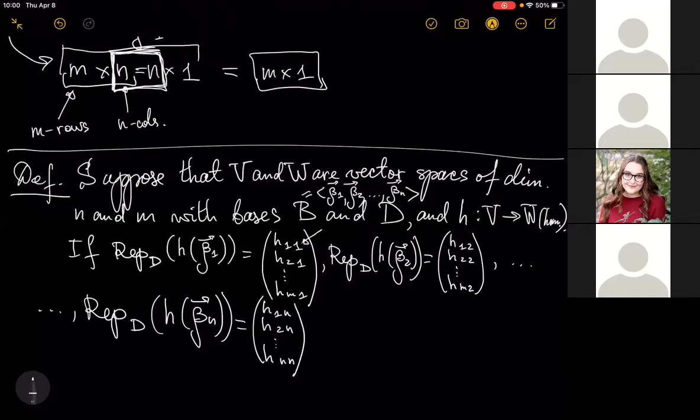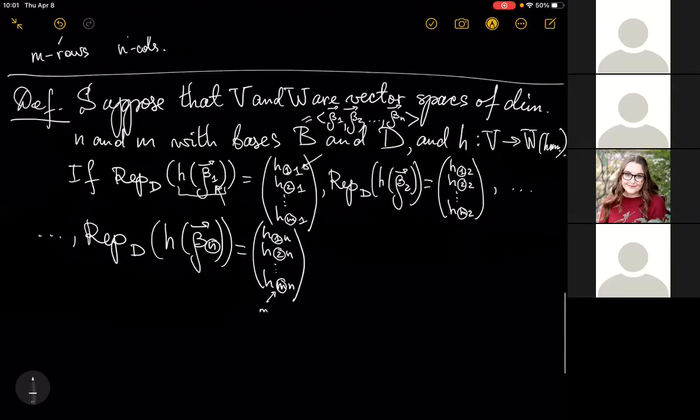This index is the same as this index, right? So I'm saying that it's the first coordinate of the representation with respect to the basis D of the homomorphism of the first vector, right? Second coordinate of the representation of the first vector, mth coordinate of the representation of the first vector, first coordinate of the representation with respect to the basis D of the homomorphism of the second vector, second coordinate, mth coordinate, and so on. So first coordinate for the representation with respect to the basis D of the nth vector, second coordinate, mth coordinate. So you see it's m.